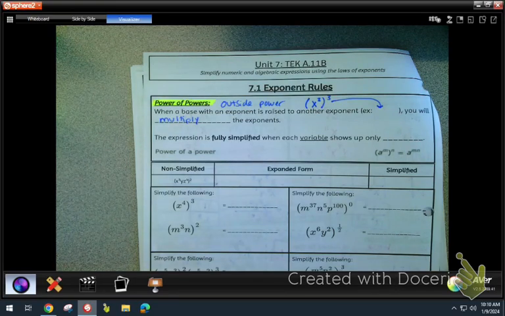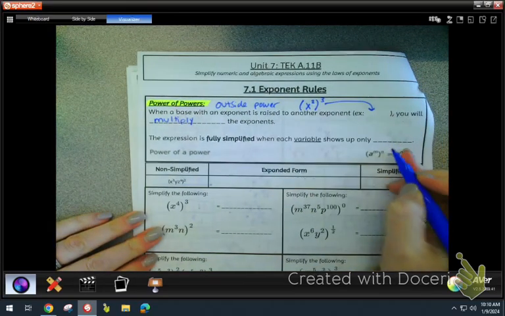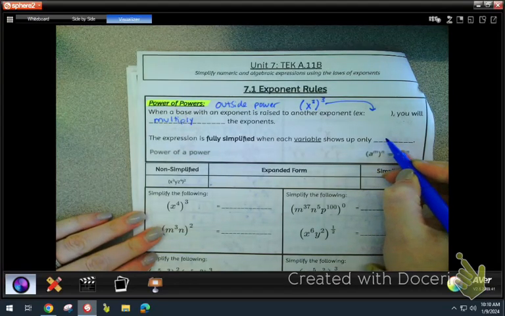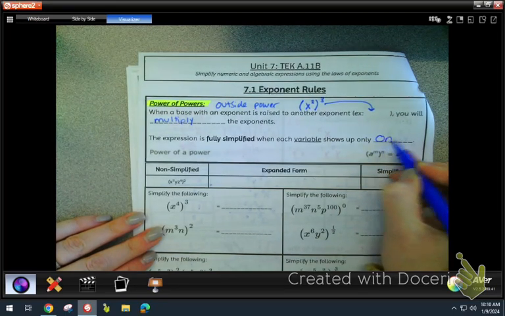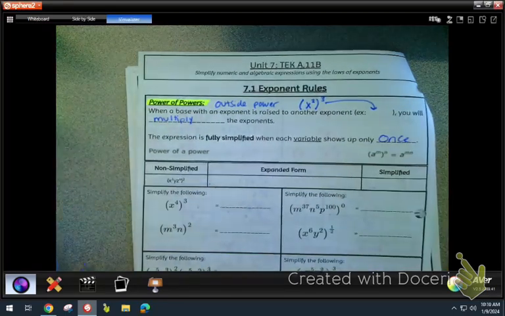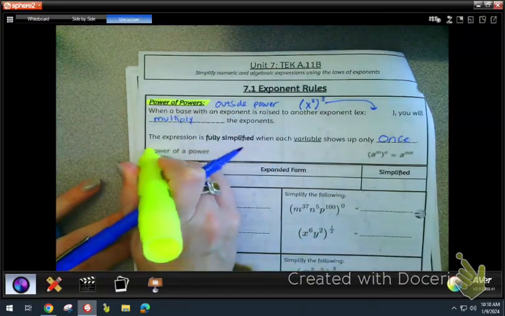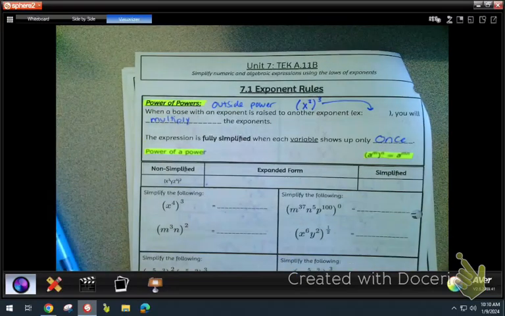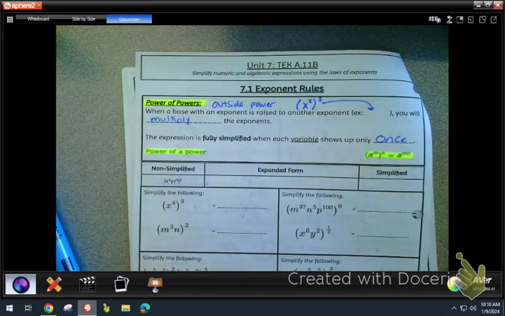Remember, an expression is fully simplified when the variable shows up only how many times? We've done this 3 times. How many times does it show up when you're done? 1. Once. Very good. So here's what the rule looks like. Again, this is on your chart. It shows an exponent to an exponent. You multiply those in.